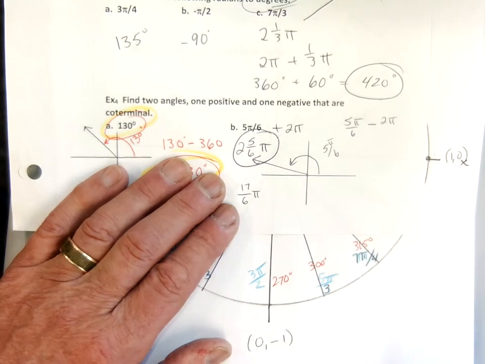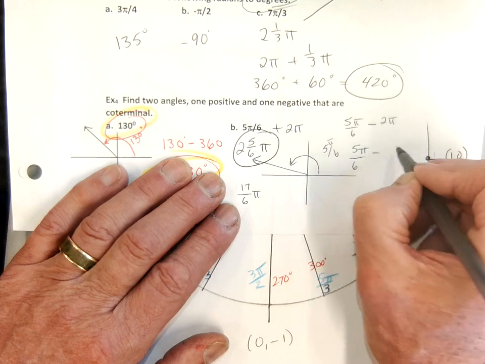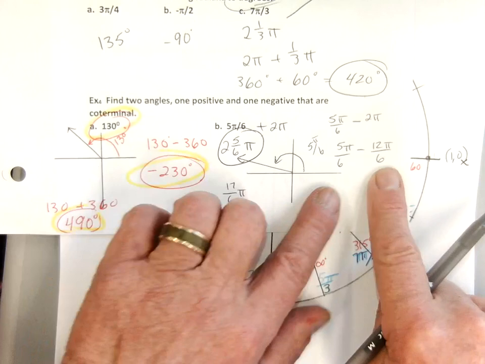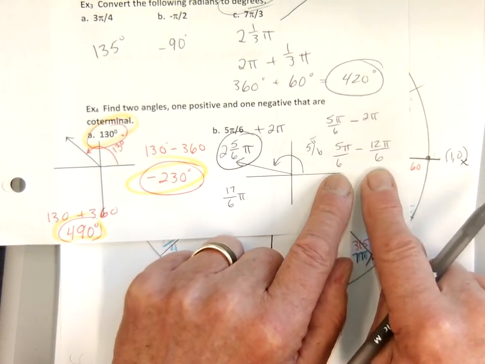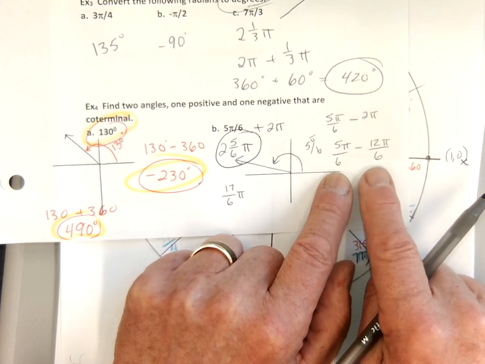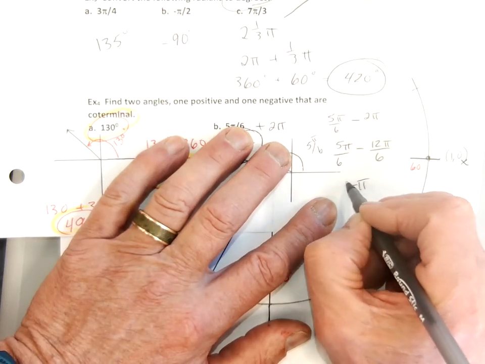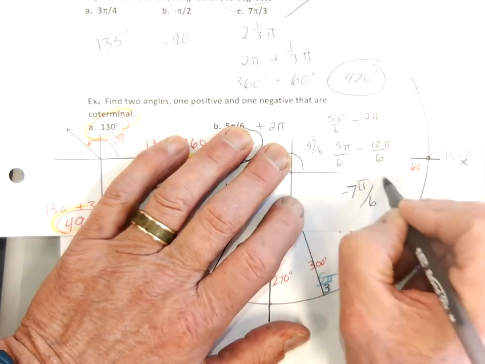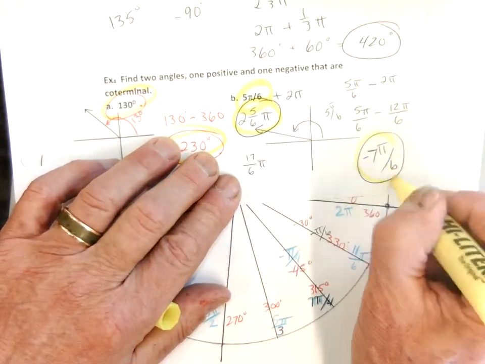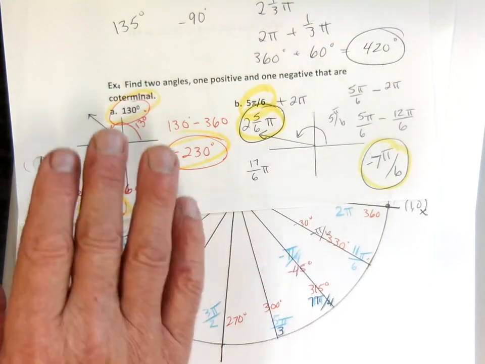Okay, now let's see if we can do this. Let me help you out with this. If you can't do fractions, you'll see it in a second. I just changed the number 2 into 12 over 6, so I'd have a common denominator. You okay with that? And if I subtract, I get negative 7 pi over 6. So all three of these angles are in the same position. It's just a matter of rotation, okay? Okay, turn the page.